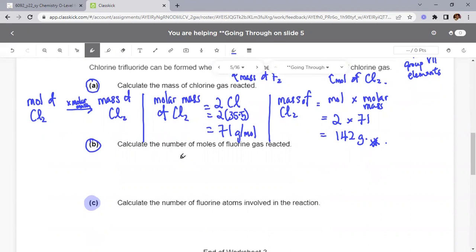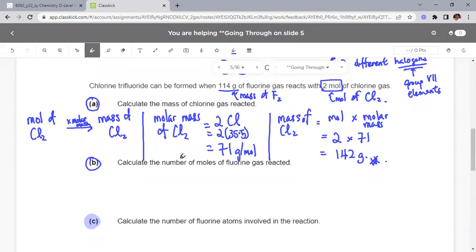Next one, part B. Calculate the number of moles of fluorine gas reacted. So for fluorine, I know I'm given the mass of fluorine. So I have the mass of F2. What they want me to find is the mole of F2.